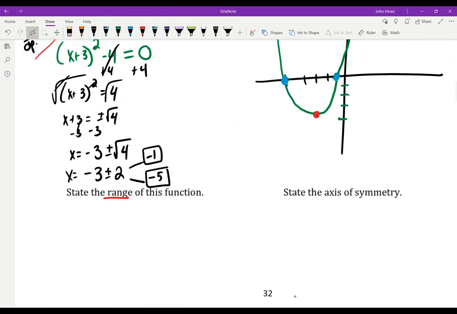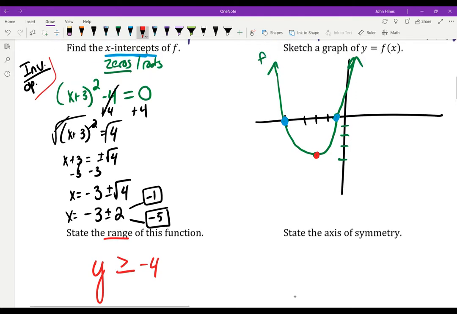What's the range of this function? How low does it go? The lowest my y values go is -4. And they are always bigger than it. Look, it opens up. From -4, I go up. So my y values are bigger than or equal to -4. If it was opening down, I'd flip that inequality. But it always ranges your y values. It's your outputs of a function. So go to your vertex. It's always going to come from your vertex and decide, do you open up or do you open down?